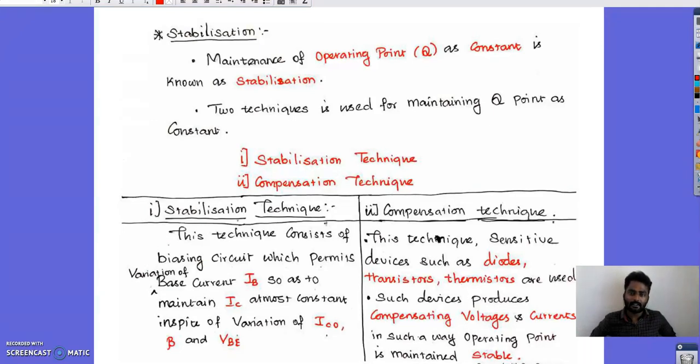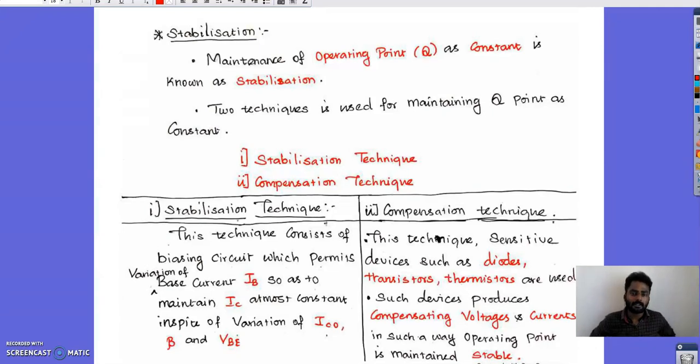In this technique, the biasing circuit will permit the variation of base current so as to maintain the collector current constant. Our aim is to maintain the collector current constant. So the collector current is maintained constant by varying the value of base current, and other factors like reverse saturation current ICO, current gain beta, and base emitter voltage variation are not included over there.